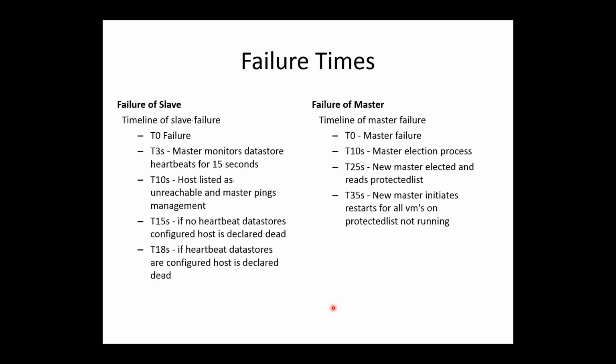All right, so we do have a scenario where we can have a master fail or a slave fail. Here is the timing. I believe this is the same for 6. It was definitely this for 5 and 5.5. But essentially, if a slave fails, you've got about 18 seconds, roughly, until the VMs are restarted on another machine. With the master, you've got about 35 seconds because you've got to get a new master in place to issue restart commands. Nothing more to say about that.